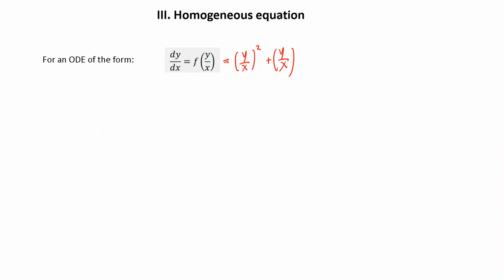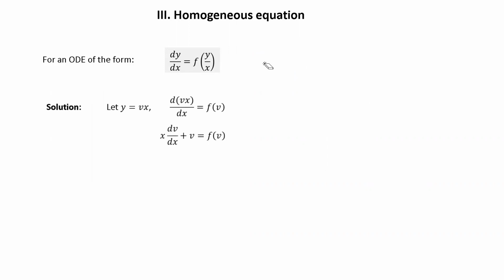And so here we are talking about another method. The trick is to do a variable substitution. I let y equals vx. So v is a new variable. Okay, v is not a constant. v is a new variable.